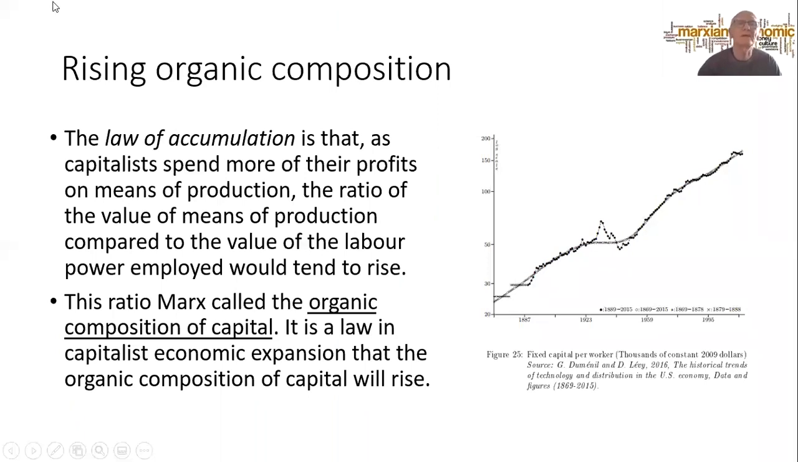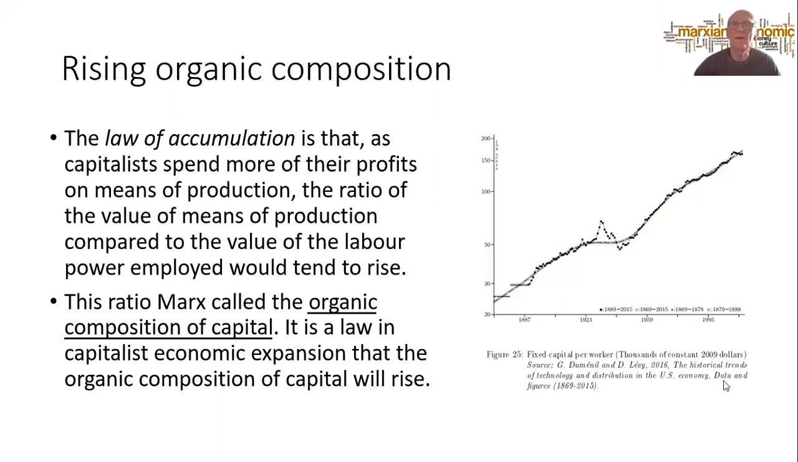So the basis of the law of accumulation is that as capitalists spend more of their profits on means of production, the ratio of the value invested in means of production compared to the ratio invested in labor power employed tends to rise. This ratio Marx called the organic composition of capital. It's the law in capitalist economic expansion that the organic composition of capital will rise. So constant capital will rise as a ratio relative to variable capital over time historically.